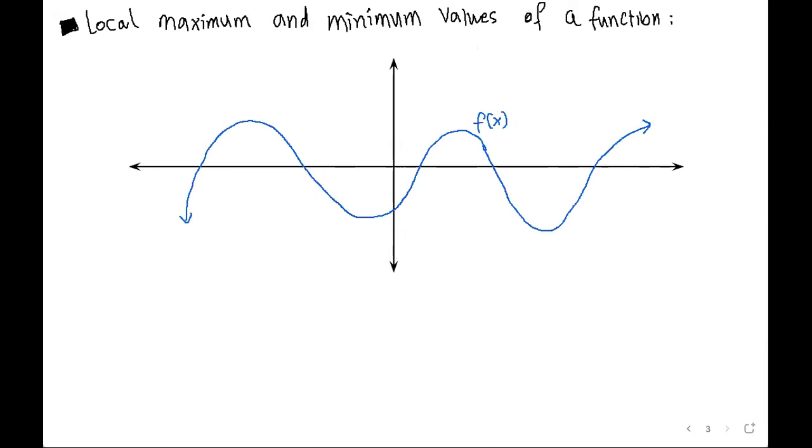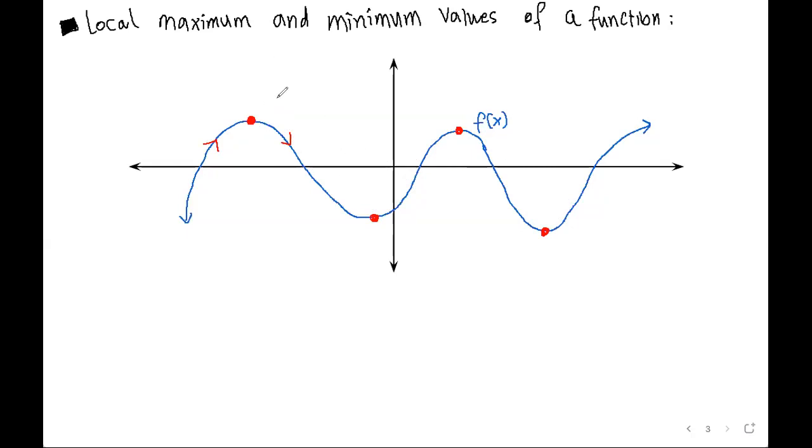The point where the function changes from increasing to decreasing, this point here, is called a local maximum. From increasing to decreasing is called a local maximum. And changing from decreasing to increasing, this point is called a local minimum. Same thing here, local maximum, because the function changes from increasing to decreasing. And again, from decreasing to increasing, local minimum.